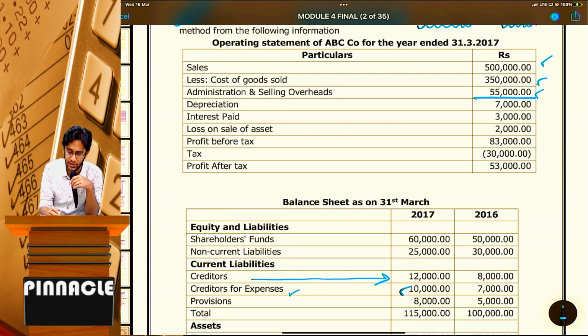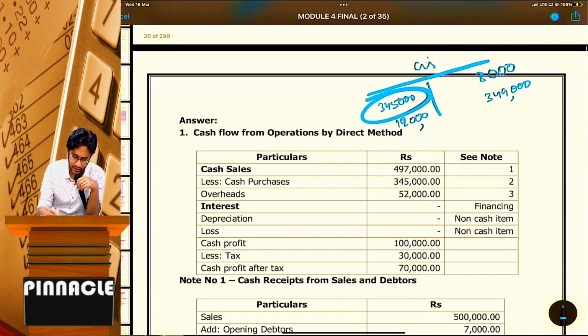Out of that, 10,000 is still unpaid. That means, how much did you pay relating to the current year? 45 to 10 is still unpaid. So how much did you pay? 45,000 you paid. But last year's outstanding also you should have paid in the current year. So 45 plus 7,000, total 52,000. 52,000 will be your outflow, sir. So you can check in the answer.